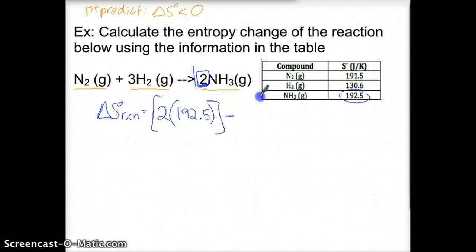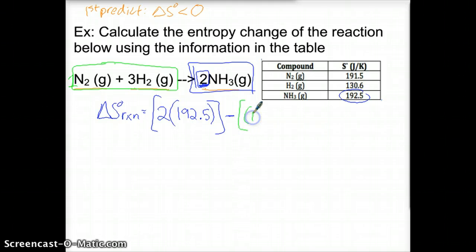Subtract it from, now let's do my reactants, okay? 1 mole of N2, so 1 times the entropy of N2, which is 191.5, plus 3 moles of H2 times 130.6. That is all my reactants. I end my brackets there.